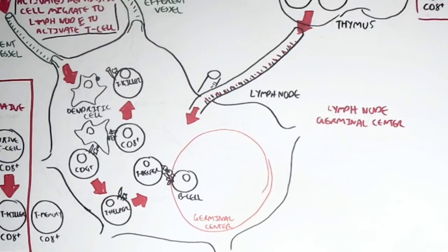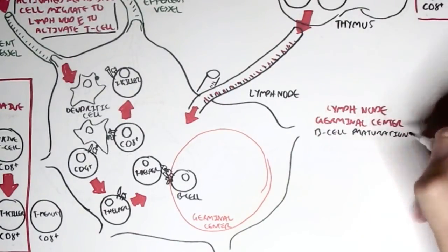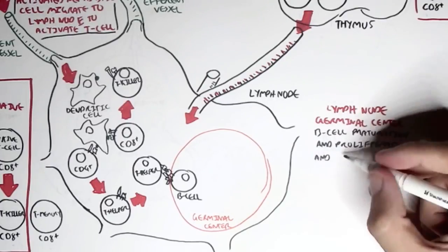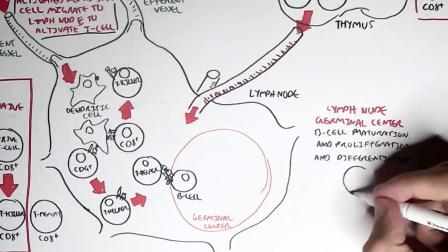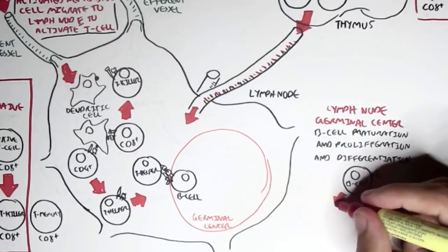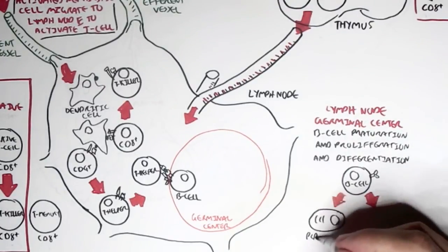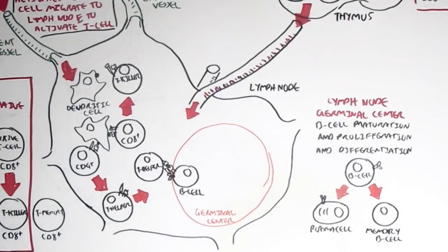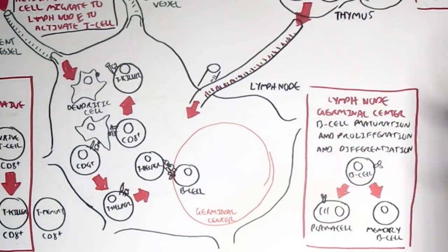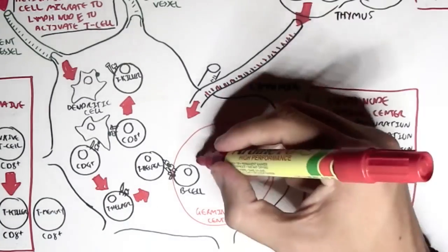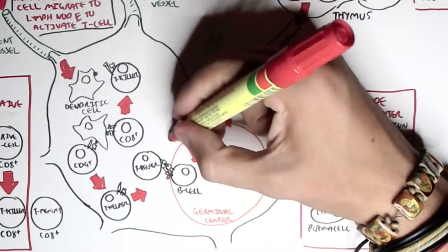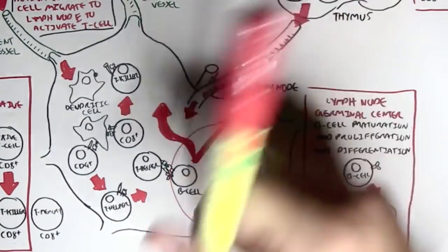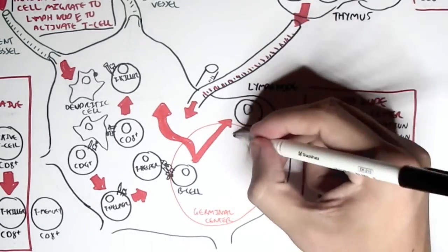So in the lymph node, the germinal center, the B cells mature and proliferate and also differentiate. So if we have the B cell here, if it is activated and finally differentiated, it will become either a plasma cell or a memory B cell typically. The plasma cell is the antibody-secreting cell. So going back to this diagram, we have the B cell becoming memory cells and the plasma cells here.